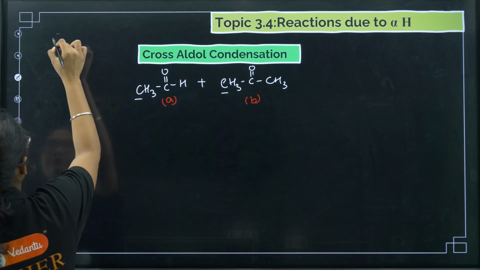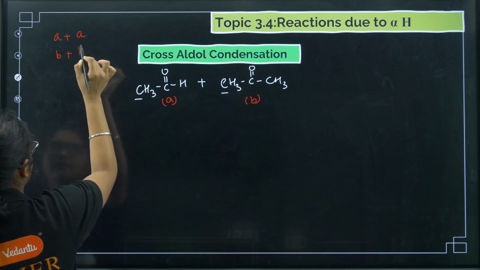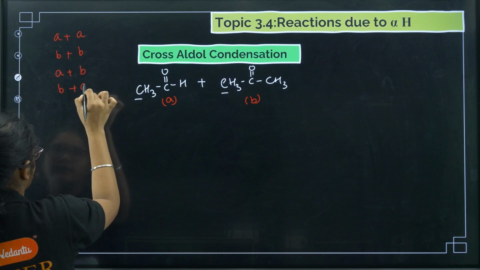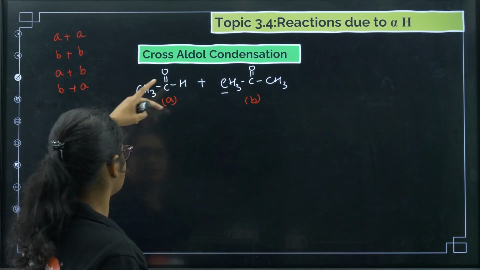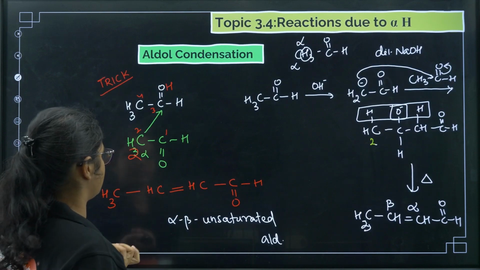How will I get 4 products? The first one, if A and A are reacting. Second, if B plus B is reacting. Next, if A plus B is reacting, and B plus A is reacting. So this will give you 4 different products. The first one we have already discussed, CH3CHO, how it is reacting. Just now we have written the products.